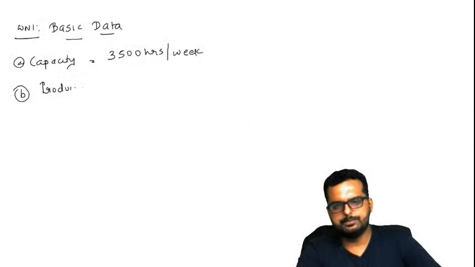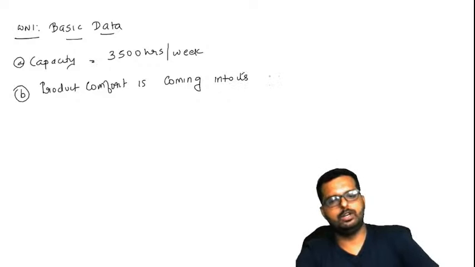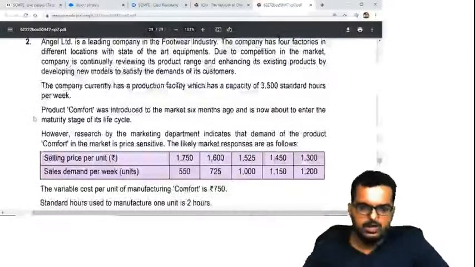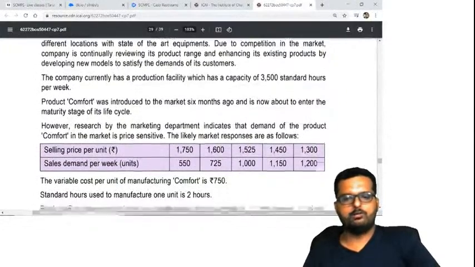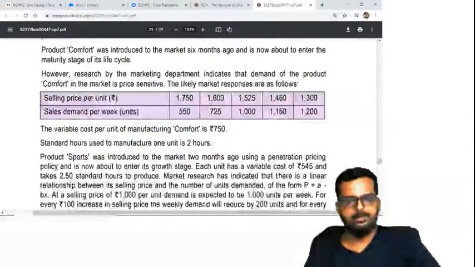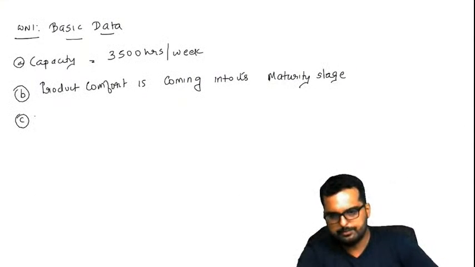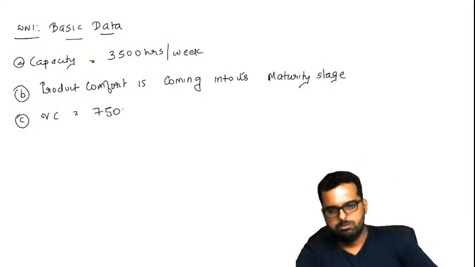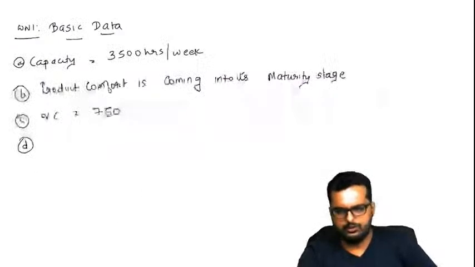Product comfort is coming into its maturity stage. Okay, so I'll go to the next part. Research indicates that the demand for the product comfort is price sensitive. If this is the selling price, this will be the demand, and this is going to be the variable cost. So I'll write down the variable cost is equal to 750.